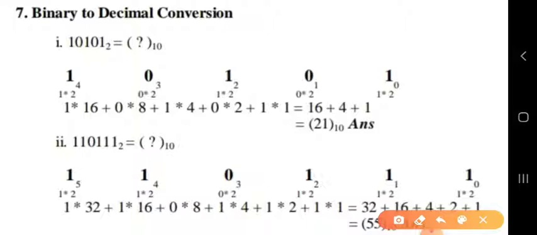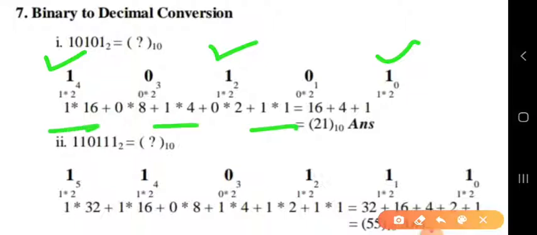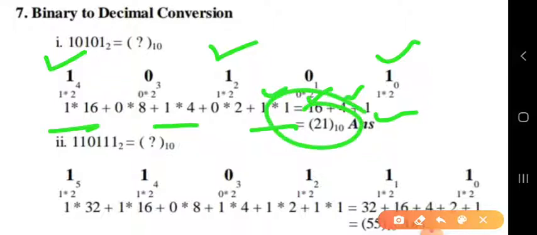Now you see the positions where 1 is present. This one, this one, this one. These have to be taken out. You see 16, then 4, and then 1. I have taken them out, and when I add them, I get the result 21. And the base will be 10, because I am converting a binary number to its decimal number.